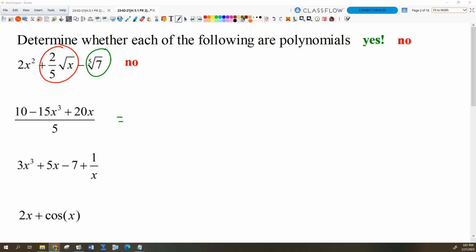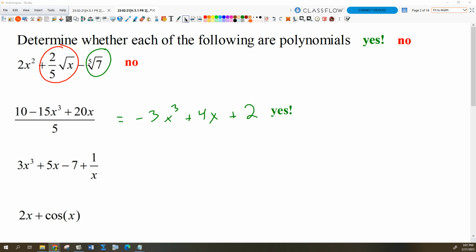Yeah, negative. Okay, it's the x cubed term. But what could I do to make it simpler? Divide by 5, right? I could divide each of these terms by 5, couldn't I? So I would end up with what? Negative 15 over 5 is negative 3 x cubed. What's the next term going to be? Yeah, over 5 though. So what's that going to be? Yeah, plus 4x, and then finally plus 2. There we go. Okay, so that one is a polynomial. There it is. It's in standard form.